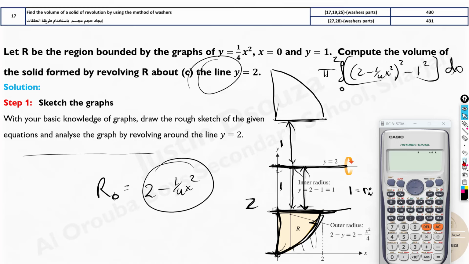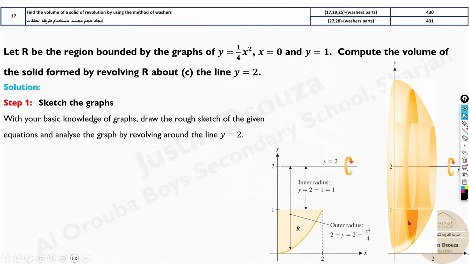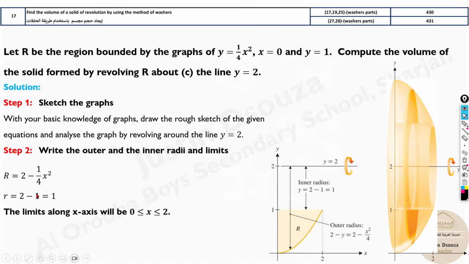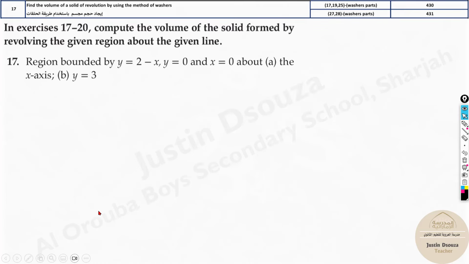So let's look into this problem. Here you can see this is what happens after it revolves. This is the hollow space formed. And over here, this is the outer radius, inner radius, and limits are again 0 to 2. And you solve it up. And yes, 56 by 15 pi is what we got. It's 11.73 unit cube. Please do try the other problems by yourselves.